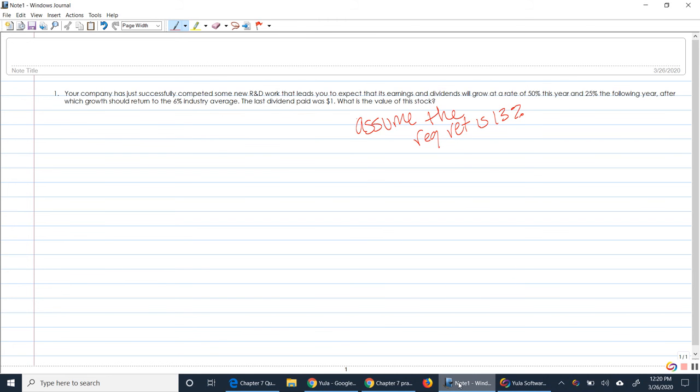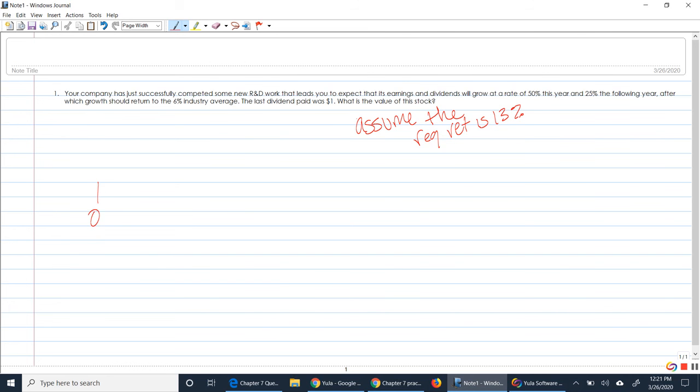If you go to the Chapter 7 practice problems module, or the section within the Chapter 7 module called practice problems, this question is one of those listed. It says that your company has just successfully completed some new R&D work that leads you to expect earnings and dividends to grow at 50% this year, 25% the next year, after which it should return to the 6% industry average. The last dividend paid was $1. What is the value of this stock?